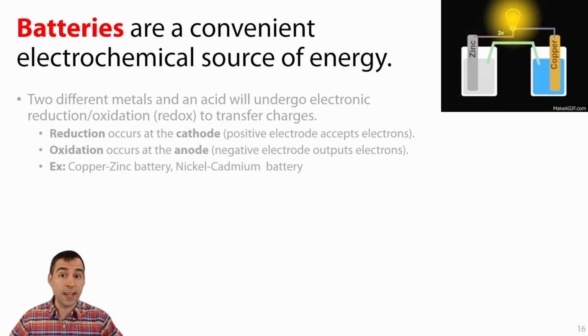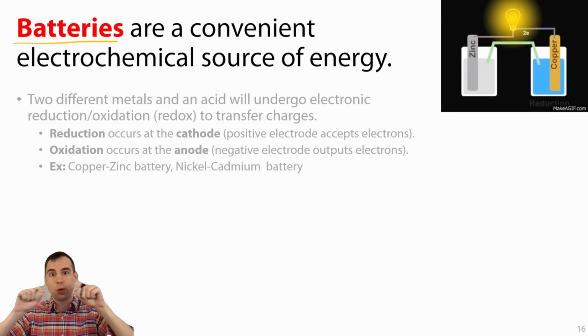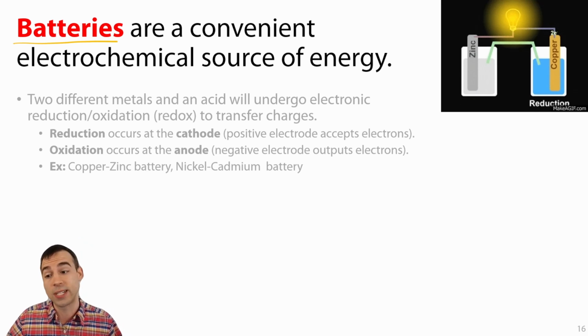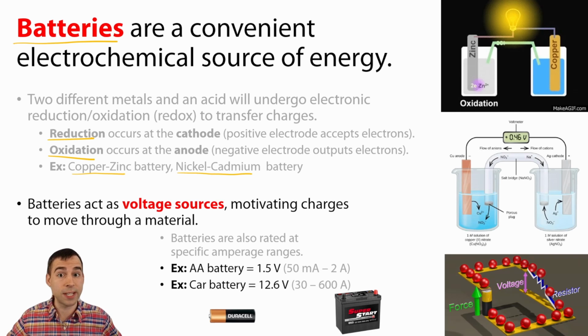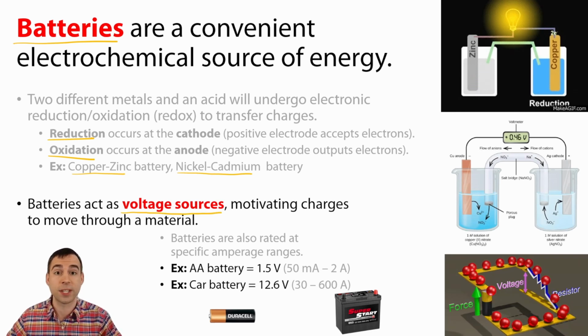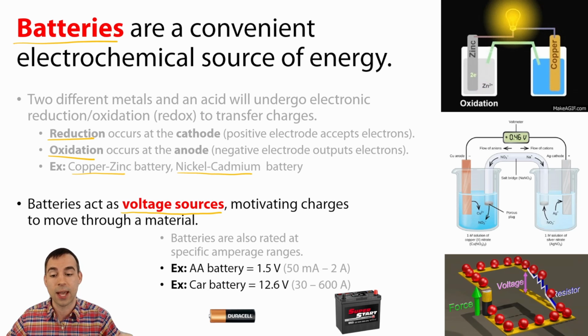One of the simplest and most convenient ways of storing energy is in a battery, which is essentially an electrochemical cell that separates two different chemicals that will exchange their electrons with each other when they are put in solution together. Essentially, this involves a redox reaction, a reduction and oxidation of the particles in solution to allow them to exchange electrons back and forth and ultimately power some type of electrical system. Some examples of electrochemical batteries include copper-zinc batteries or nickel-cadmium batteries. So in an electrical system, batteries act as voltage sources, motivating charges to move and powering the electrical system.